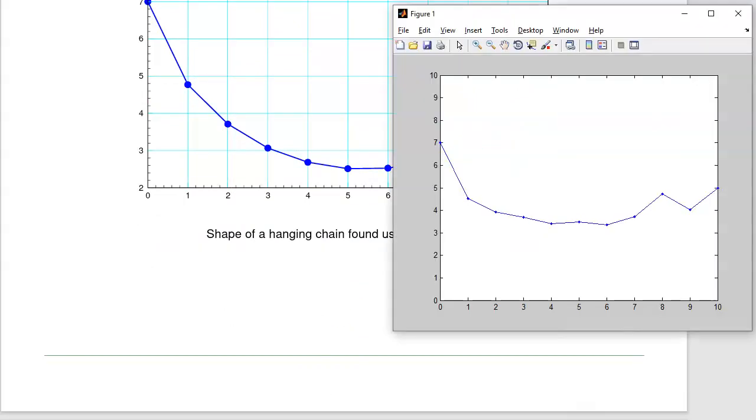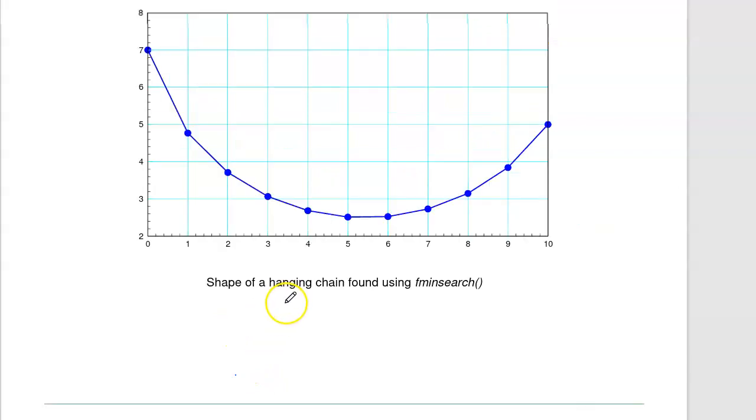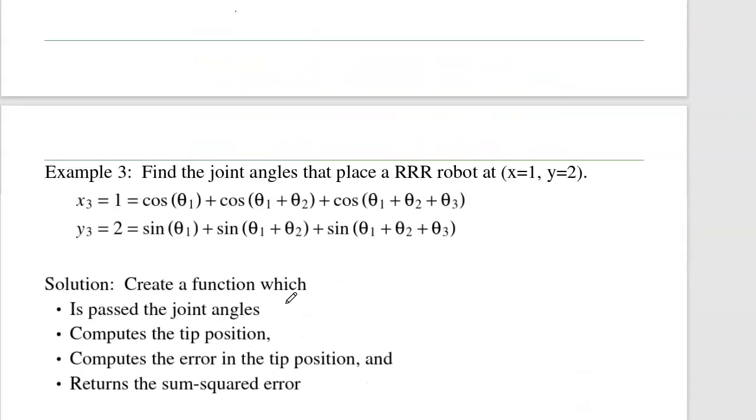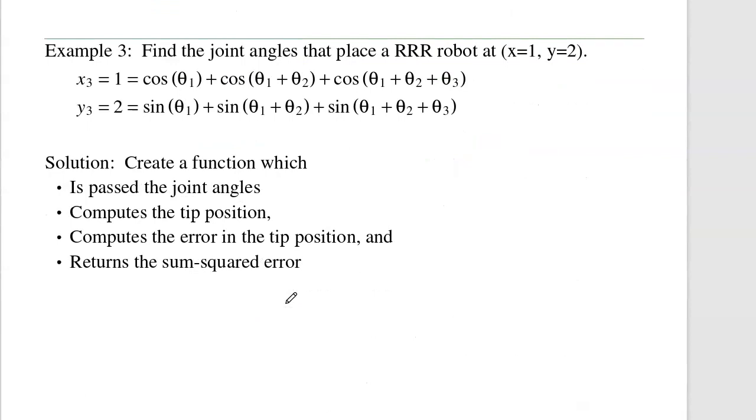Let's see how we're doing. Nope, still iterating. So I can find the shape of a hanging chain using MATLAB. Third problem, let's go back to a robot. Let's find the joint angles to put the robot at position 1, 2. So I'm going to come up with a function in MATLAB. I'll pass theta 1, theta 2, theta 3. It calculates the tip position and then returns the distance to 1, 2 squared. So I want to minimize the sum squared distance to that point.